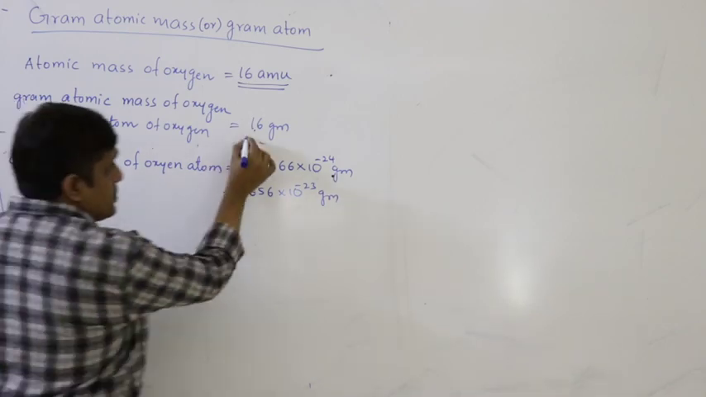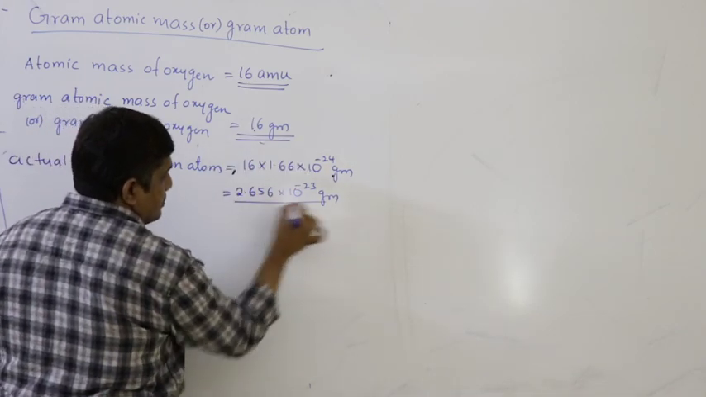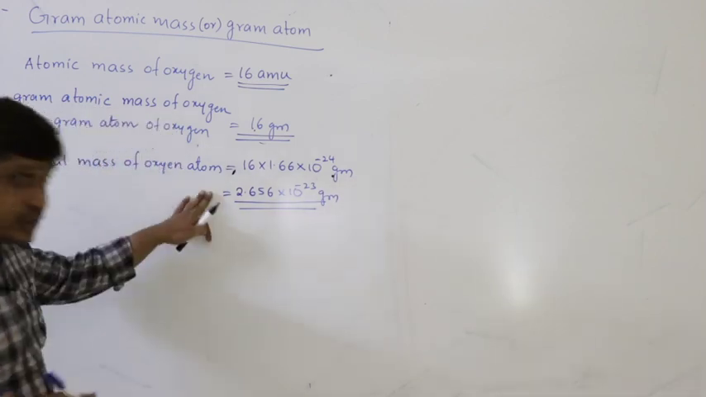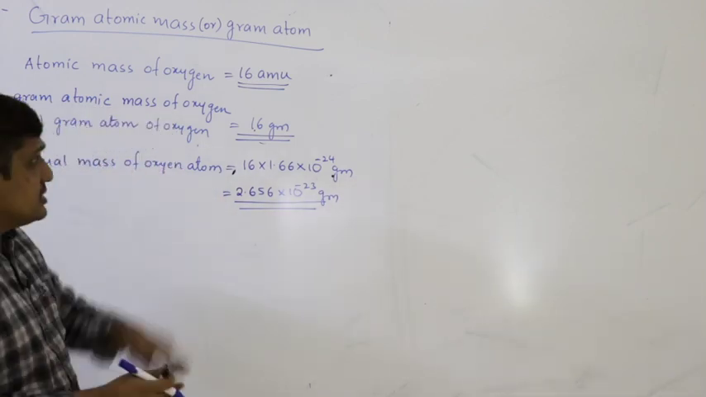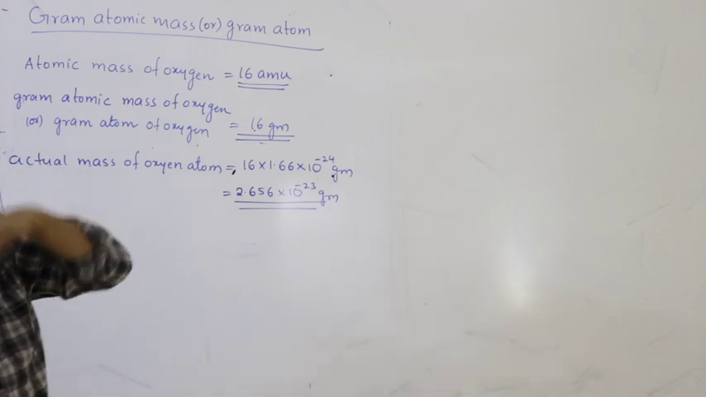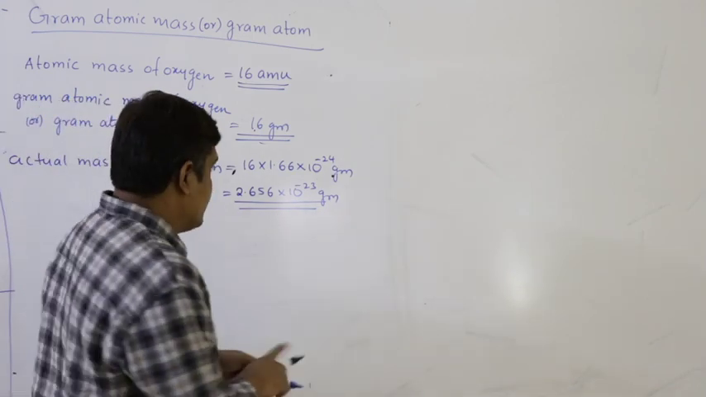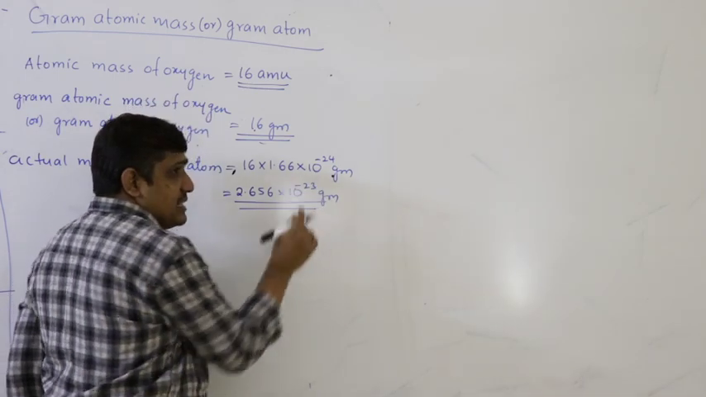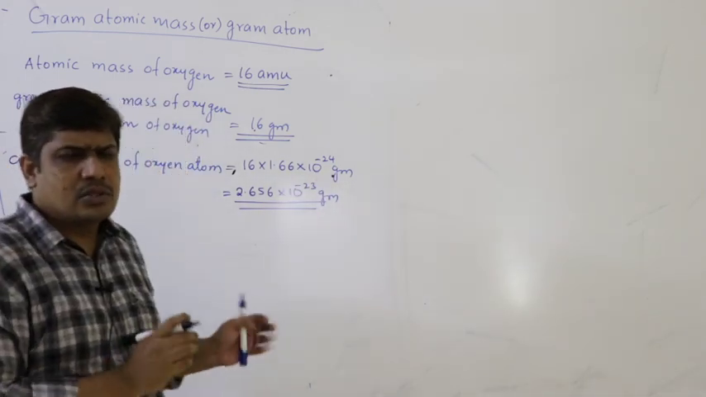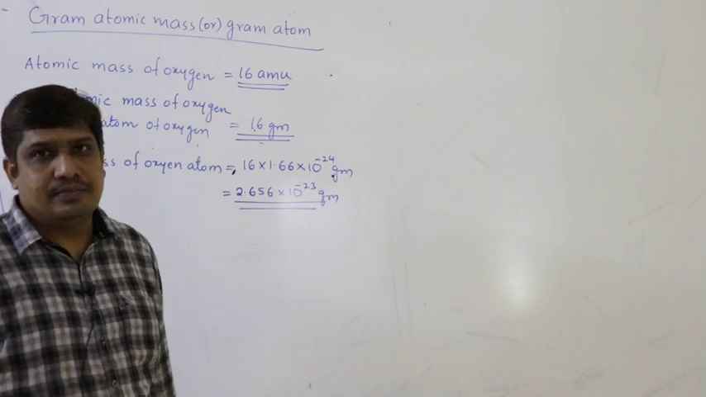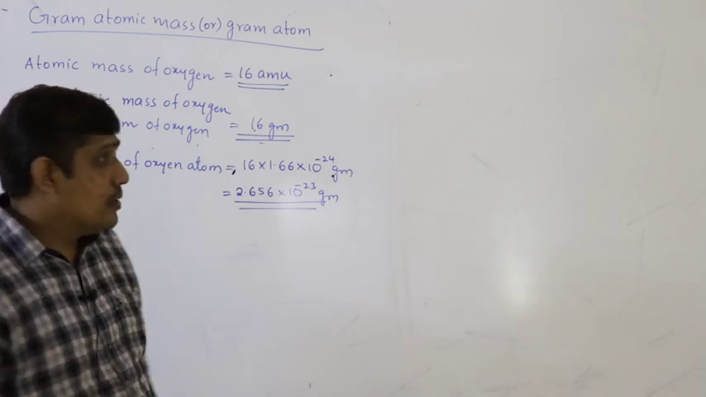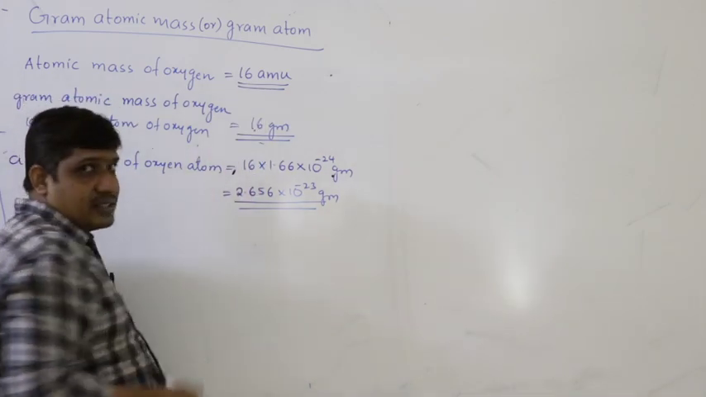Now you should not confuse this one and this one. This is actual mass, true mass. This is relative mass in grams. Why are we not taking this? Recollect, this number appears to be insignificant. The number appears to be very, very small. So we express in relative mass.